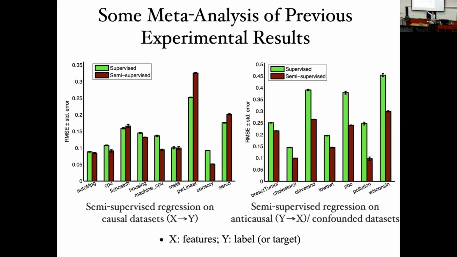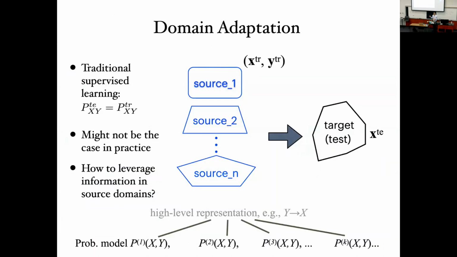In that case, this is the causal data set, where x causes y. Here, this is the anti-causal confounded case. Semi-supervised learning, which can make use of the additional unlabeled data, is always clearly better. This means that before you actually apply the method, you can even foresee whether you can really make use of the unlabeled data to improve the prediction performance. Okay, so this is about semi-supervised learning. Is there any question here?